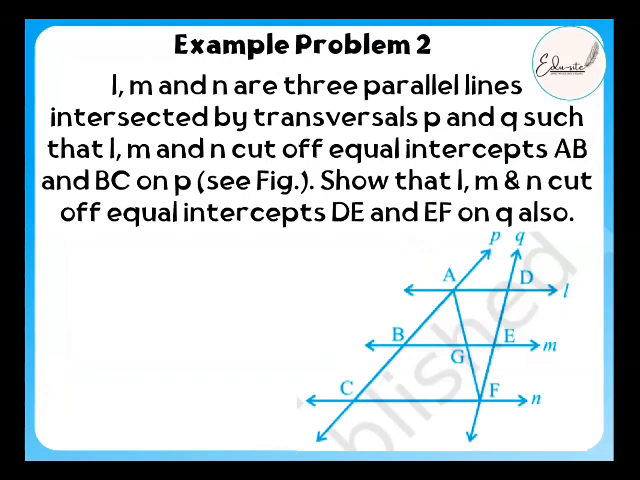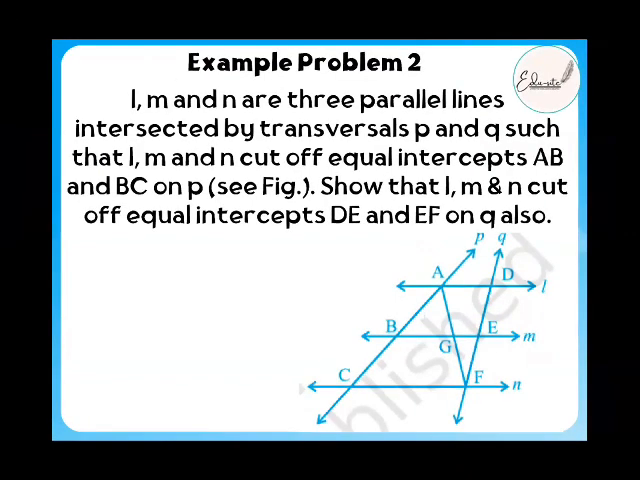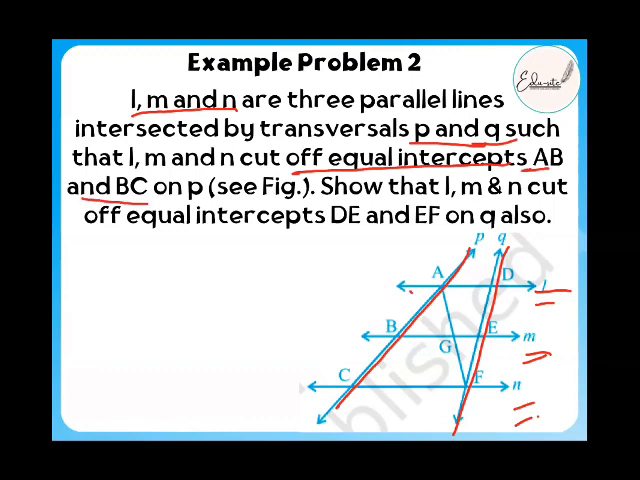Okay, the question given here is, there are equal intercepts AB and BC. There is a line here PQ which has equal intercepts AB and BC. LMN are 3 parallel lines, it's already given, and they are intersected by the lines P and Q. These are the 2 lines which intersect them, and they cut off the equal intercepts AB and BC. They have told you that AB is equal to BC.